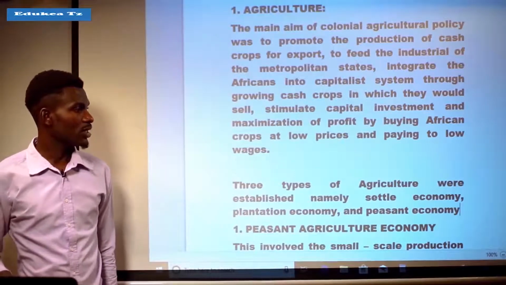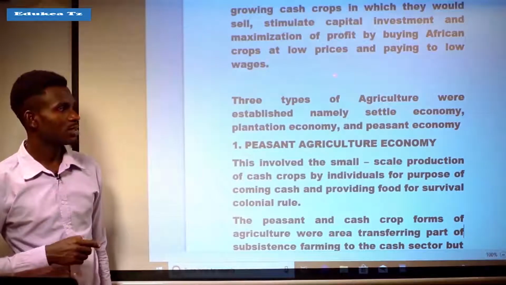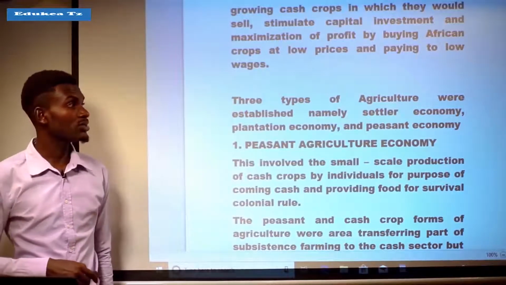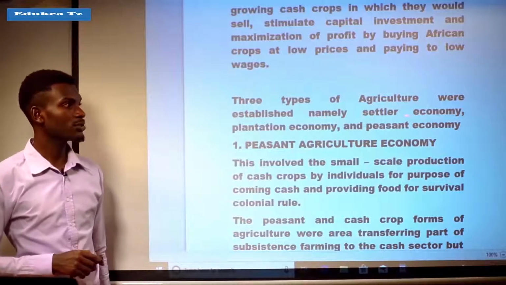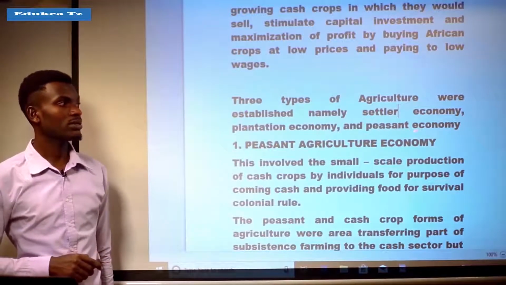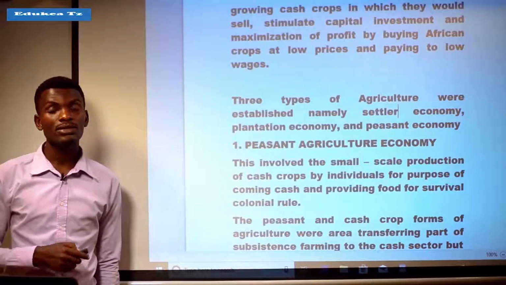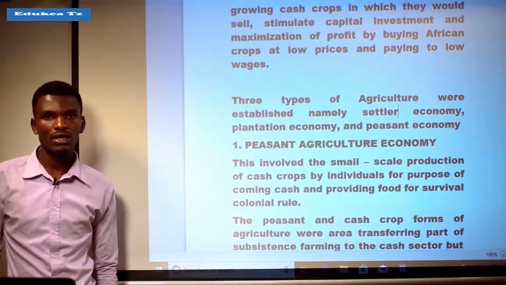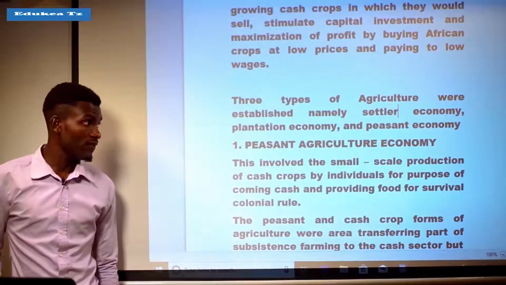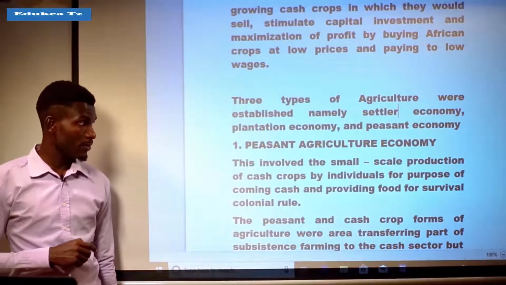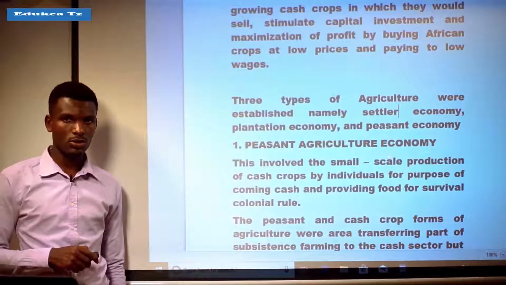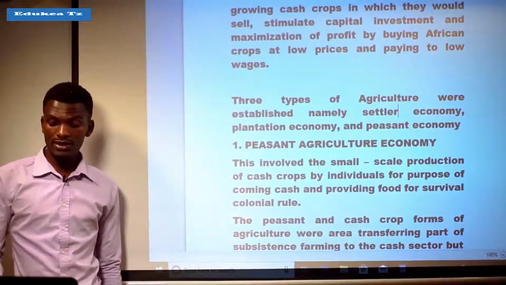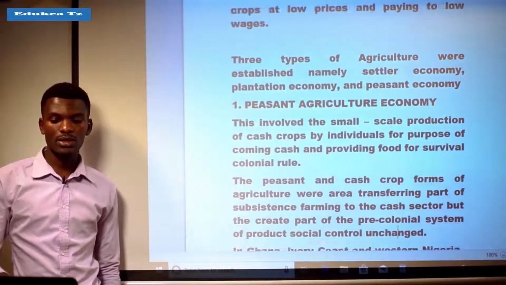Three types of agriculture were established, namely settler economy, plantation economy, and peasant economy. It means that there were three types of agricultural economy or agricultural system that were established after the end of the Second World War, introduced under the colonial economy. Let us see the first type of agricultural economy.